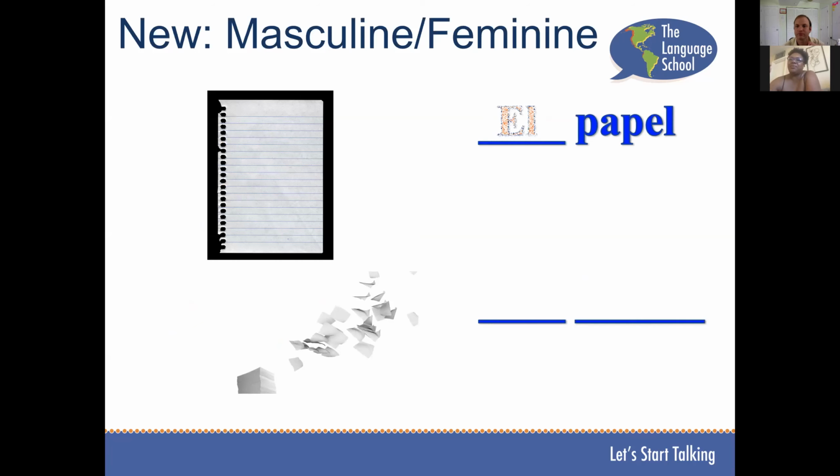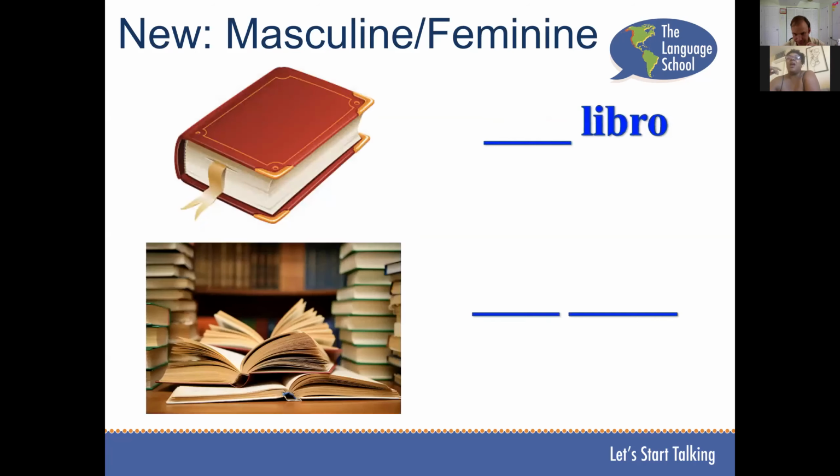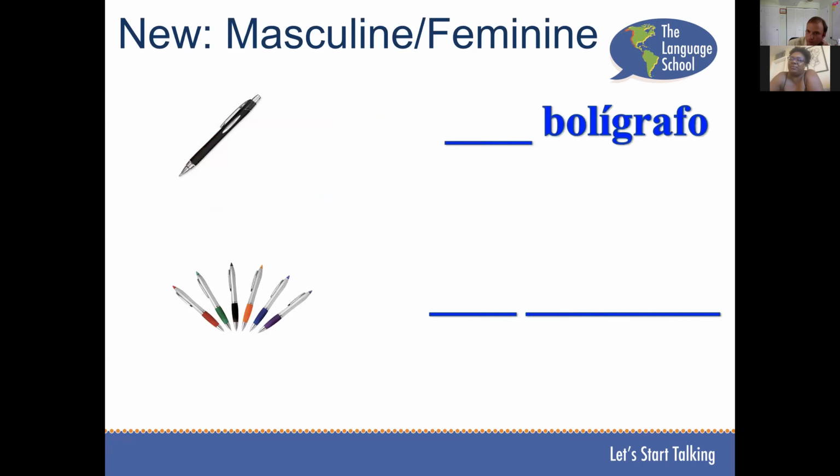El papel. Oh man. Los papeles. Perfecto, you got it. Cool. El libro. Los libros. El bolígrafo. Oh, what is it? I can't see it. Sorry, 1 second. There we go. El bolígrafo and los bolígrafos. Muy bien.